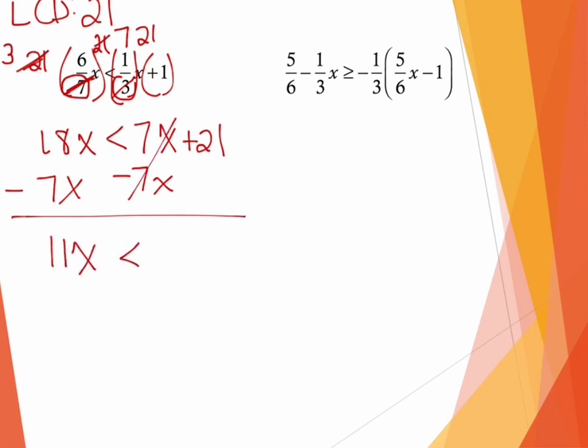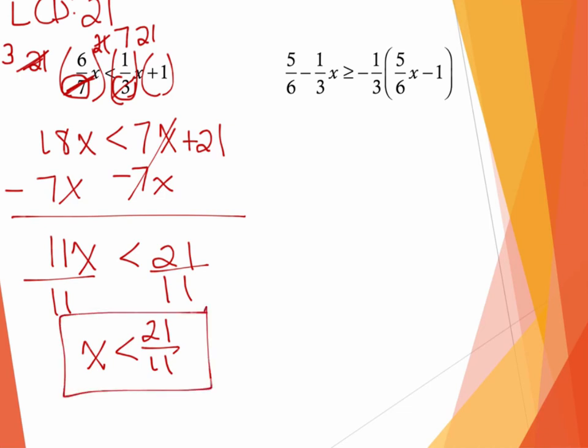11x is less than 21. Divide by 11. X is less than 21/11. Again, we don't write mixed numbers. We just leave them as simplified and proper fractions. This is as simplified as it gets, so this is how I'm going to leave my answer. I can write it in interval notation by saying that I have negative infinity to 21/11.